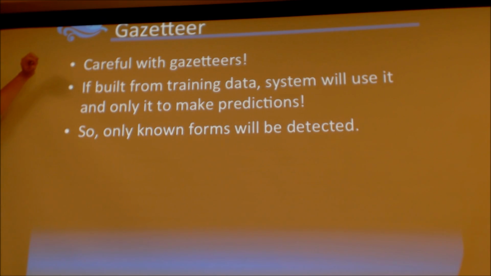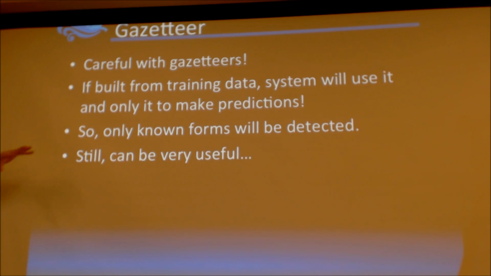If you have a gazetteer and it's perfect on the training set in every possible way, then as soon as you go to the test set, if you see a named entity that isn't in your gazetteer, it won't recognize it, because it'll think the gazetteer is perfect. How could the gazetteer be wrong? And then you'll get the wrong answer. So anyway, you have to be very careful, but sometimes they can be very useful.